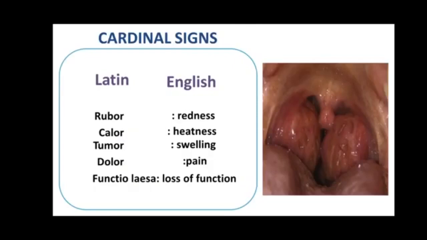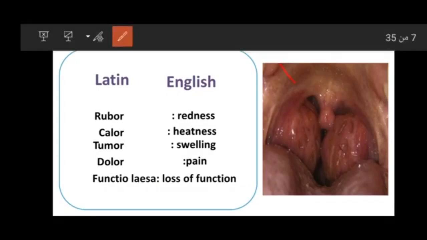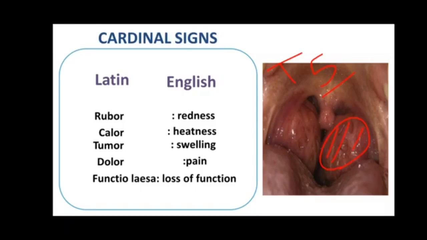Inflammation has two types, acute inflammation and chronic inflammation. When acute inflammation occurs in any part of the body, for example in tonsillitis, it will have 5 features: red in color, local increase in temperature compared with the surrounding tissue, increase in size, pain, and temporary loss of function. So the cardinal signs of acute inflammation are, in English, redness, in Latin rubor; heat, in Latin calor; swelling, in Latin tumor; pain, in Latin dolor; loss of function, in Latin functio laesa.